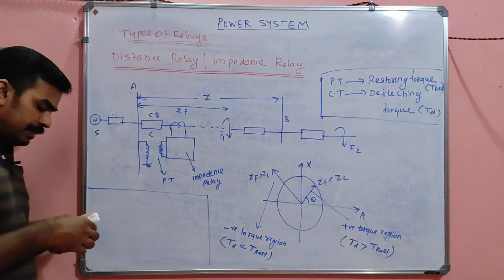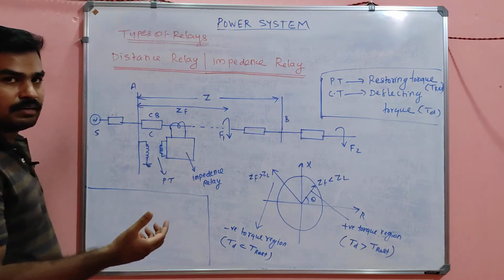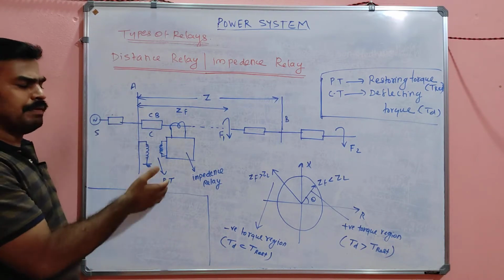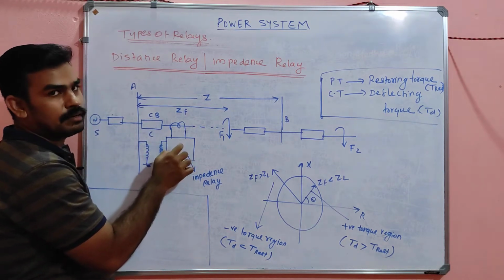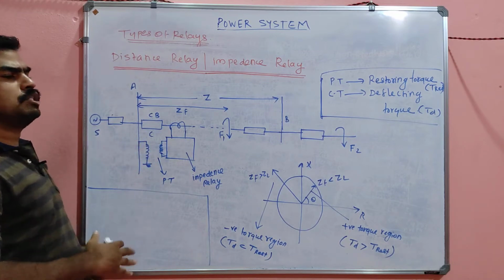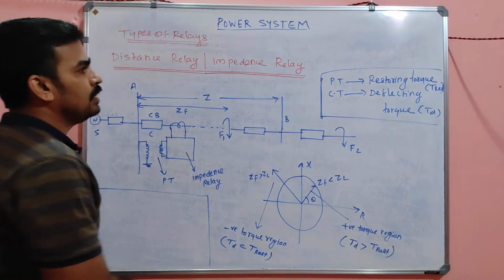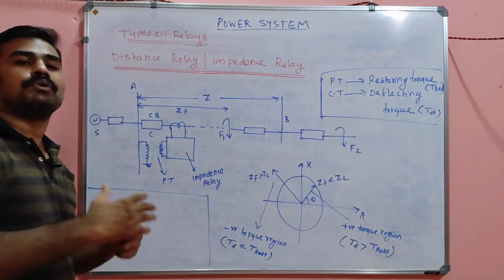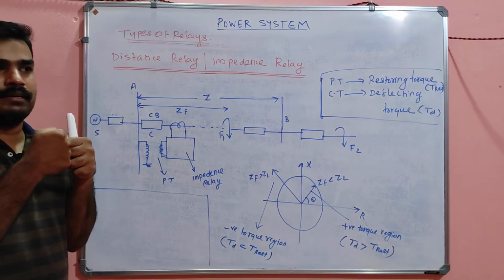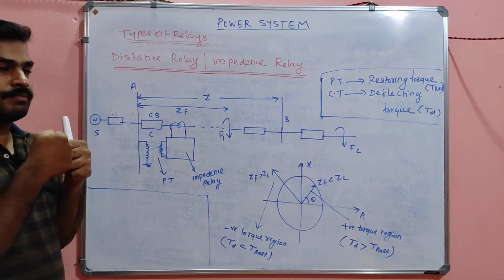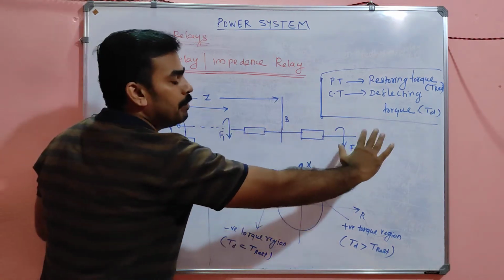The impedance relay contains two coils, my dear. One is the potential transformer coil, or simply the pressure coil, or simply PT. The secondary of the PT is connected at one end, and the secondary of the CT is also there. So we connect two coils, one from the PT and the other from the CT, that's all. The PT always produces the restoring torque. Restoring torque is the torque which holds the system under normal condition, the torque which allows the normal operation.